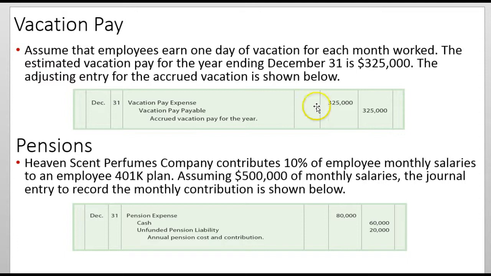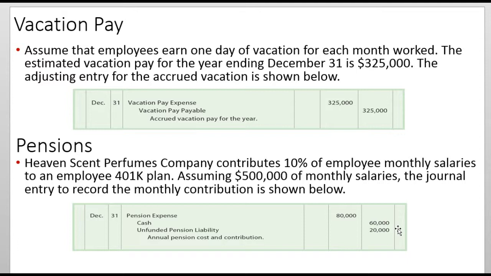They still have to show that as a liability. So to do that, they will do vacation pay expense, $325,000, and a payable. And you'll always see this accrued vacation pay for the year down here. This records the current liability for this. Normally, this is done on a monthly basis, which is how we're going to do it in our activities. The other one would be a pension. Pensions are accrued during the month and throughout the year, but we don't pay those out until they retire.